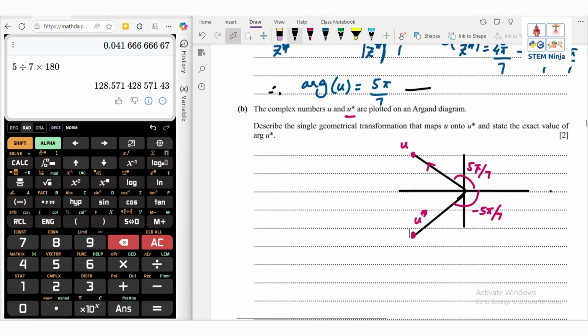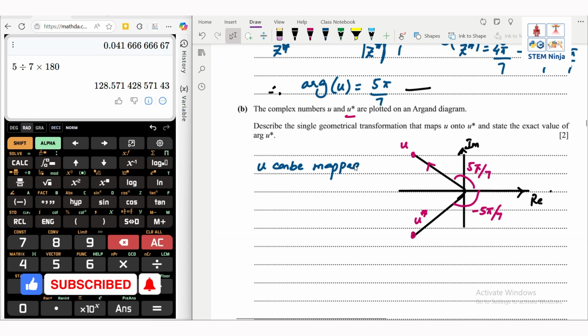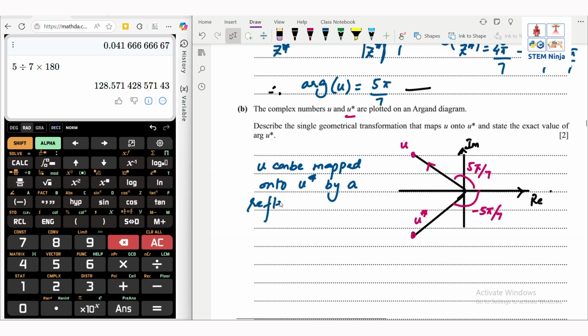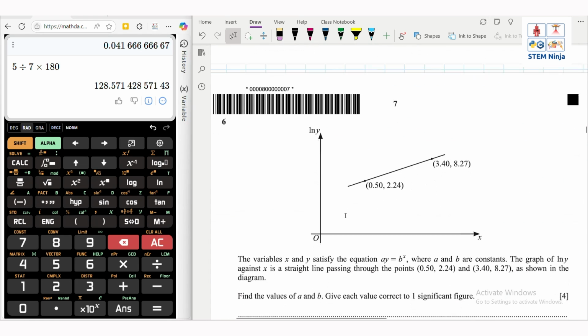So we can see over here that this is plainly a reflection in the real axis. So this is real, this is the imaginary axis. So u can be mapped onto u conjugate by reflection in real axis, real Re axis. All right, straightforward. Let's move on to the next question.